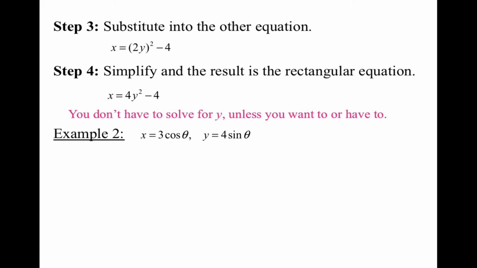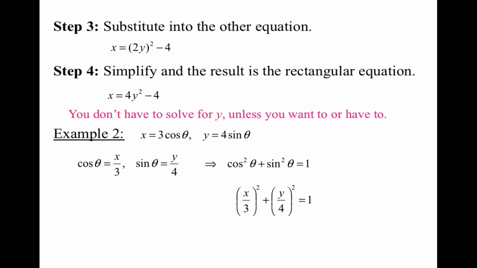So go ahead and try this example on your own. In this case, it's not in terms of t, it's in terms of theta. So you'll solve for theta in one of them. If I was to rearrange these, I would get that cosine theta equals x over 3 and sine theta equals y over 4. And I know that cosine squared theta plus sine squared theta equals 1. So when I substitute the cosine theta and sine theta in, I get (x over 3) squared plus (y over 4) squared equals 1. And I can reduce that to x squared over 9 plus y squared over 16 equals 1.